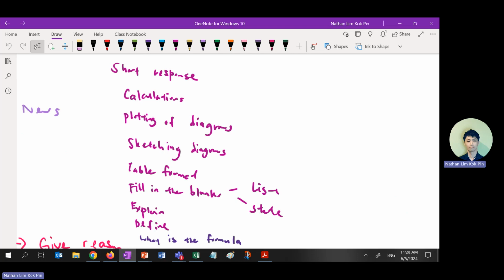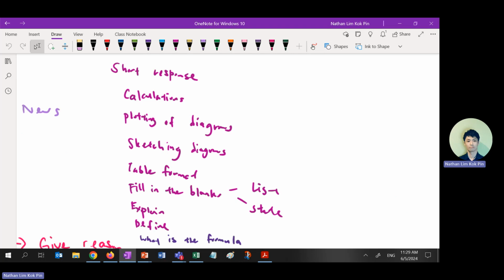Right? Plotting of diagrams. Plotting means I give you the table, then you just plot. It can be a PPC. It can be a demand curve. It can be a utility curve. And supply curve and market curve. So there are 5. Maybe one of them will come out.